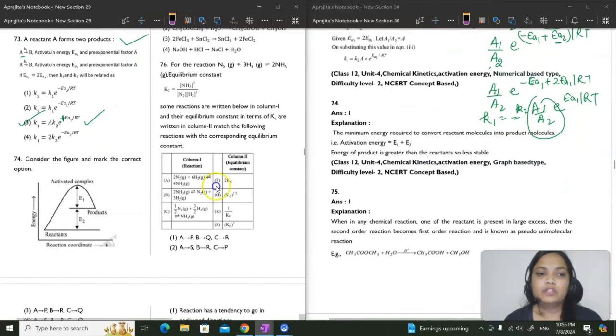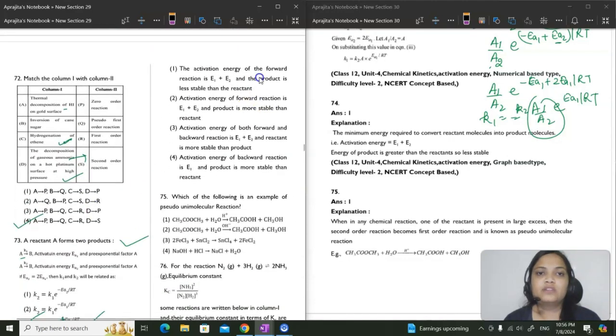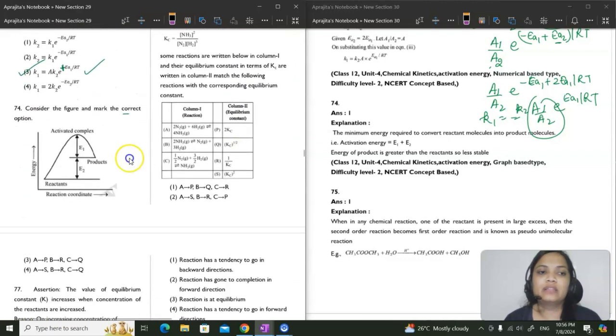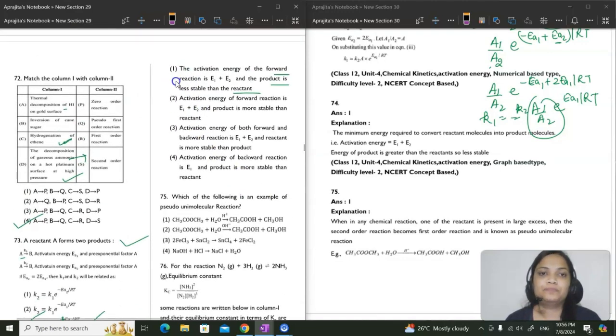Now moving on to question number 74. Consider the figure and mark the correct option. There is a diagram given here and we need to write the correct option. The first option says activation energy of the forward reaction is E1 plus E2 and product is less stable than the reactant. Here you can see this is the activated complex, so the total activation energy will be E1 plus E2. And since the product has more energy than the reactant, it is less stable than the reactant. So this is true.